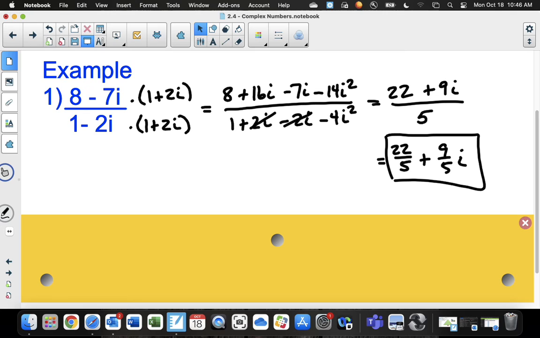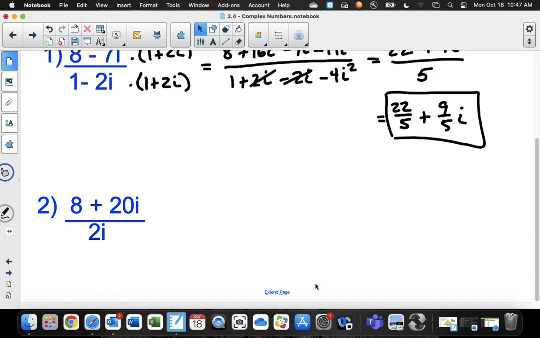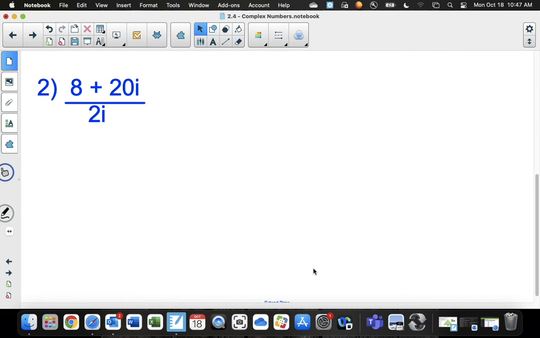Notice, by the way, though, we did get the i out of the denominator. We ended up with just a 5. So that was the goal, to get that i out of there. All right, let me give you one more. Last one that's actually a little bit simpler, but it's just a different version.